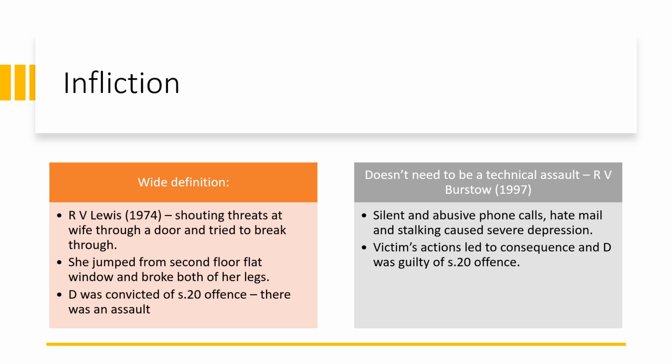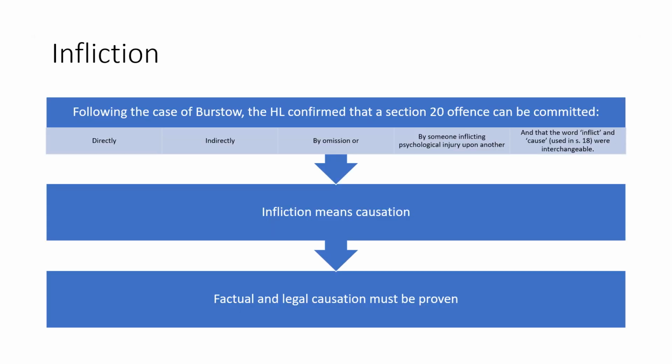Now there doesn't need to be a technical assault, as in battery. So there can be an assault such as silent and abusive phone calls, hate mail and stalking, which in Bairstow caused severe depression. And the victim's actions led to a consequence, and the defendant was guilty of the offence. So following the case of Bairstow, we know the House of Lords confirmed that a Section 20 offence can be committed by, for example, direct acts, indirect acts, omission, by someone inflicting psychological injury upon another, and indeed the word inflict just means cause, or they're quite interchangeable.